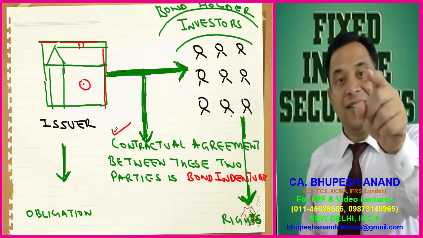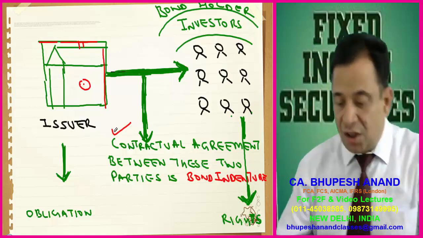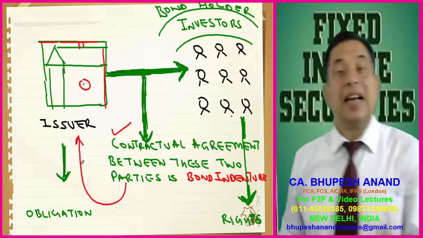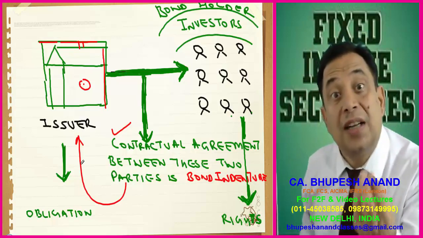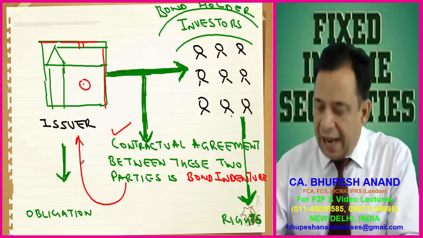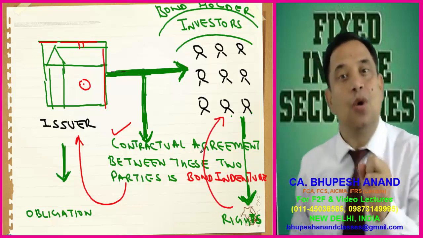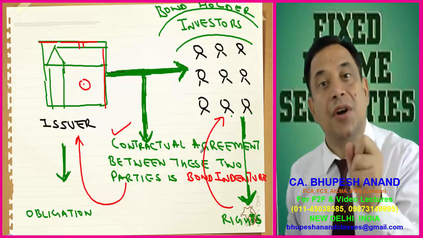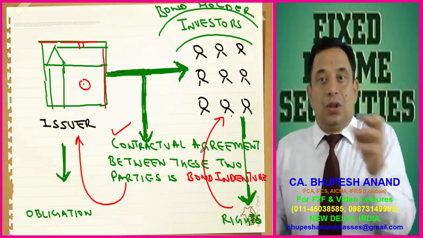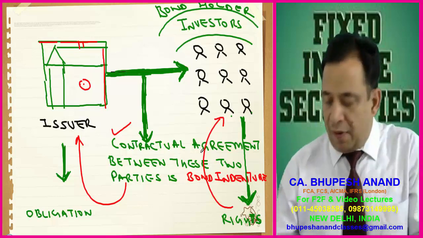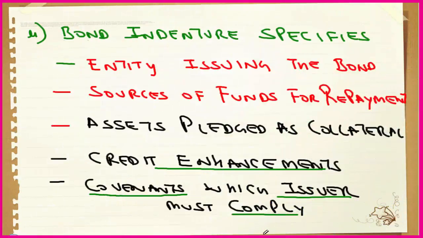And generally in bond indenture, the obligations of the issuer are given: what are the duties of an issuer, and what are the rights of investors, the rights of bond holders, the rights of fixed income security holders. This type of agreement is bond indenture. Now what are the specific points given in a bond indenture? That is again a very important point. So please write down firstly B point.